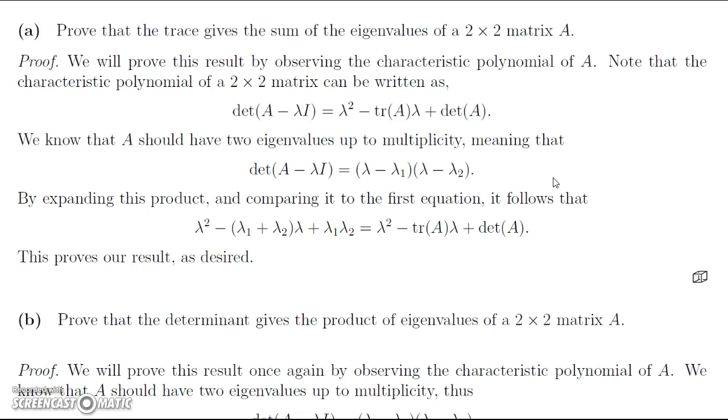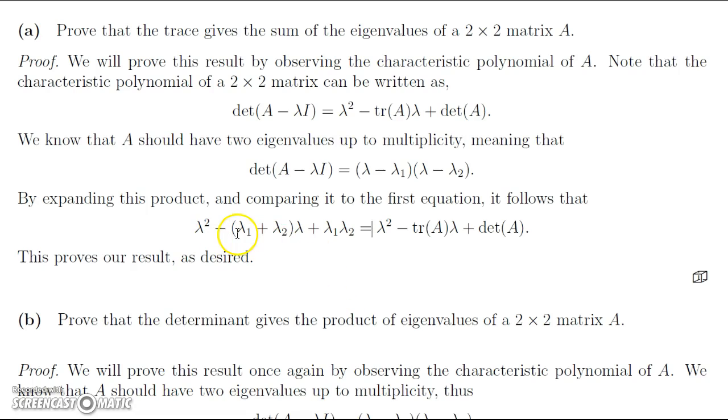So this means that the characteristic polynomial is equal to the product (lambda minus lambda 1) times (lambda minus lambda 2). And we should also note that the characteristic polynomial is a polynomial in lambda, so you may not see any x's here, but that's perfectly fine. So by expanding this product and comparing it to the first equation, it follows that lambda squared minus (lambda 1 plus lambda 2) times lambda plus the product lambda 1 times lambda 2 is equal to the first equation.